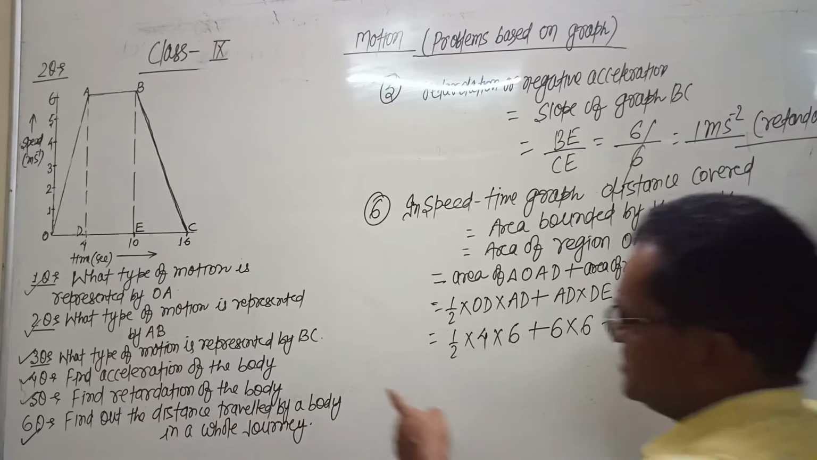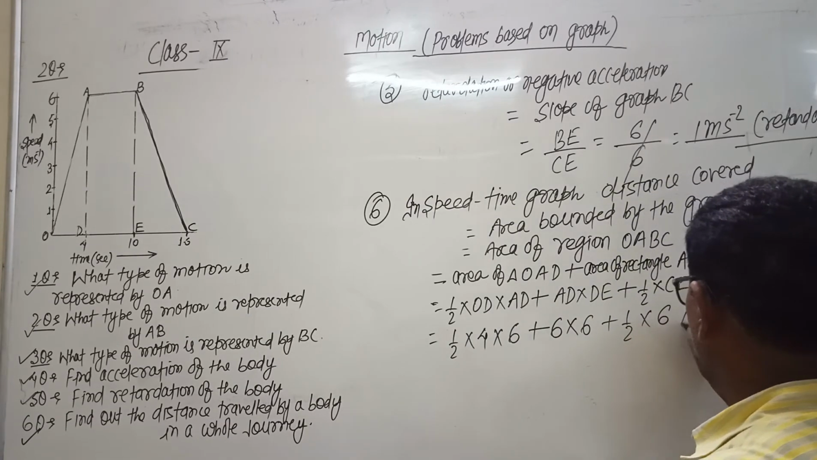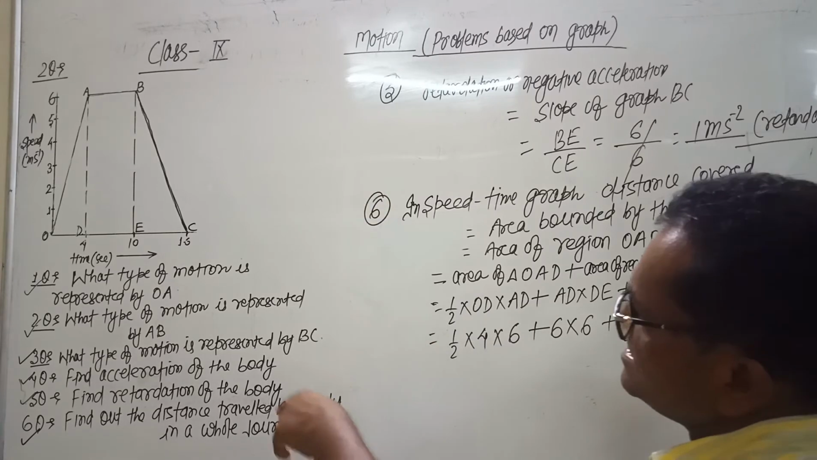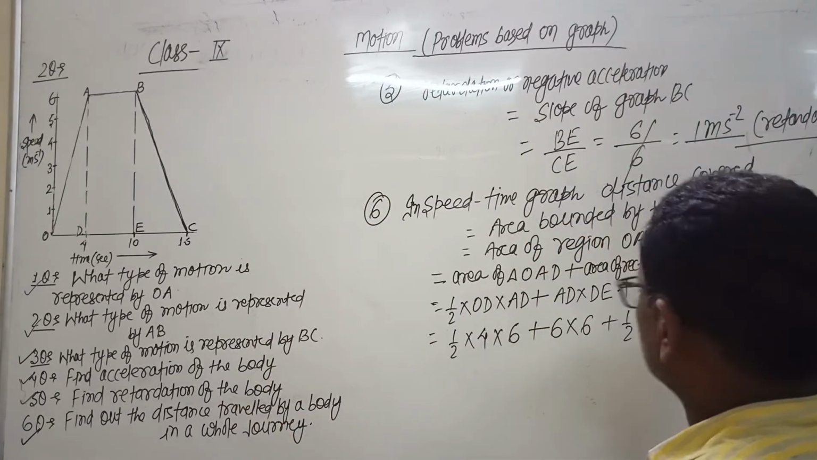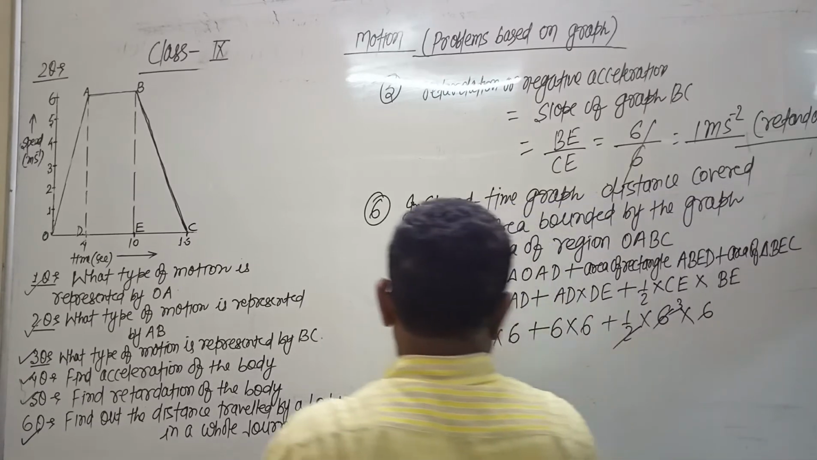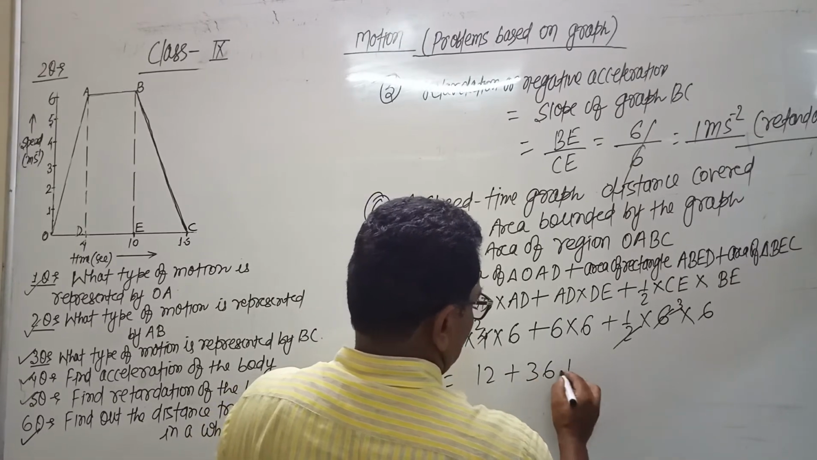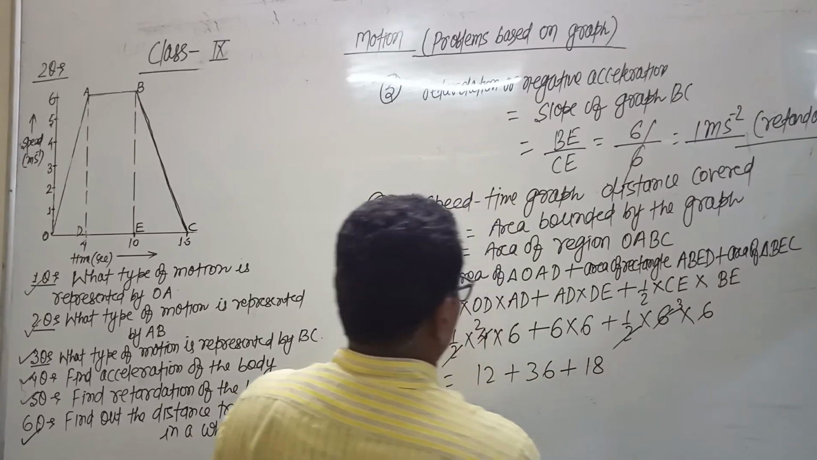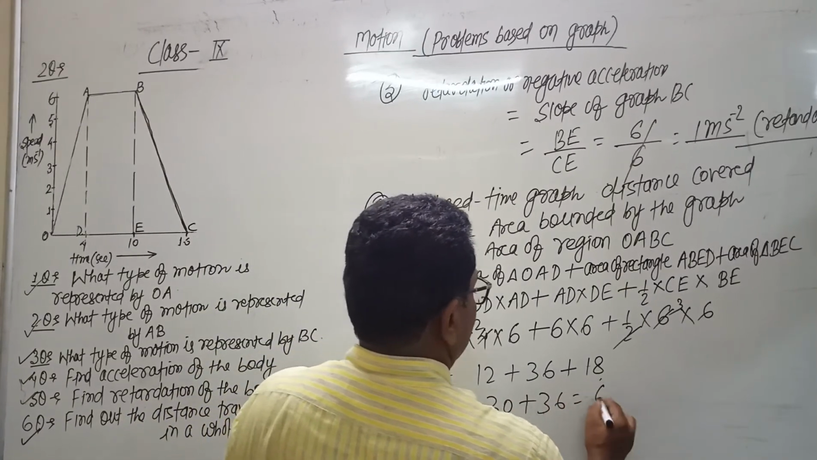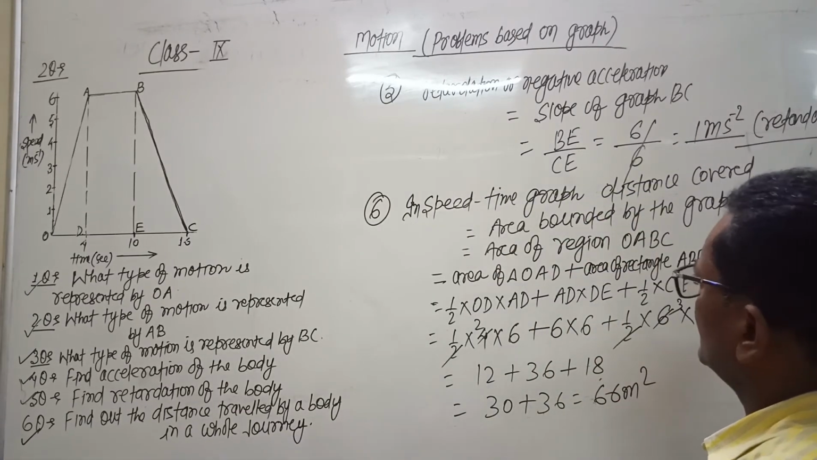The value of CE is from 10 to 16, a gap of 6, into BE. BE is equal to AD, which is 6. So half into 4 into 6 is 12, plus 36, plus half into 6 into 6 is 18. 18 plus 12 is 30, plus 36, that is 66 meter square.